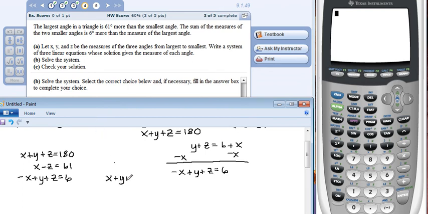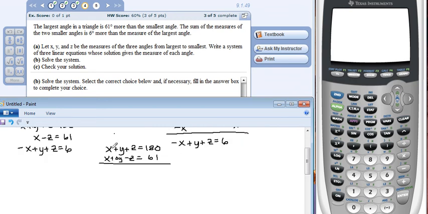X plus y plus z is equal to 180. Didn't I say these were long? I've got x minus z. Remember, I stack. 61. I can put a 0y in here if I want as a placeholder, so everything lines up nice and neat. And now what do I do? I add. X and x is 2x. Y and 0 y's is y. My z's are gone. What do I have here? I have 241. Right? 180 plus 61.